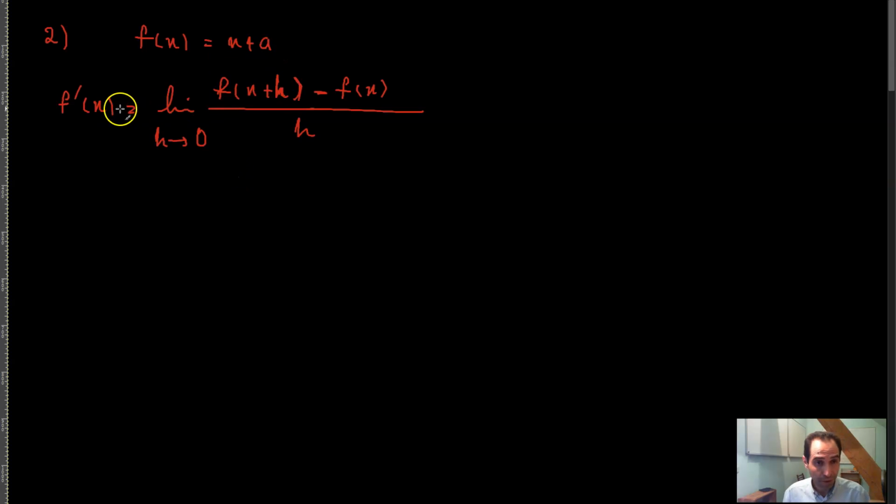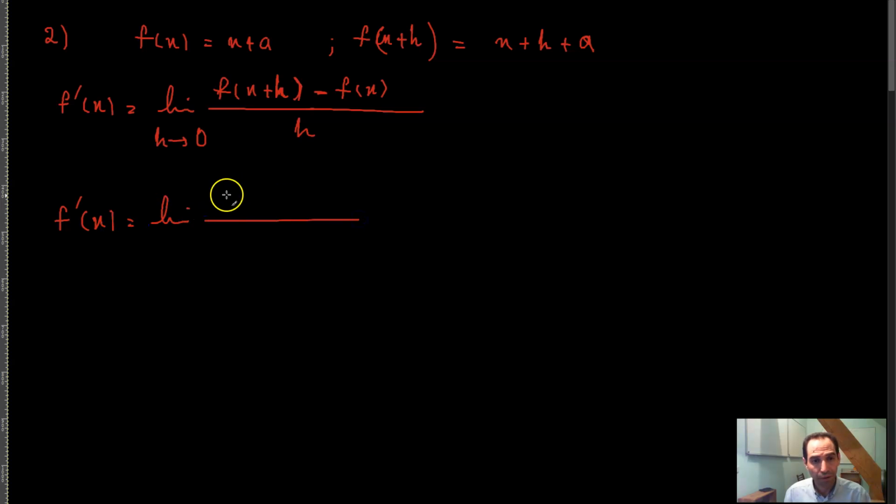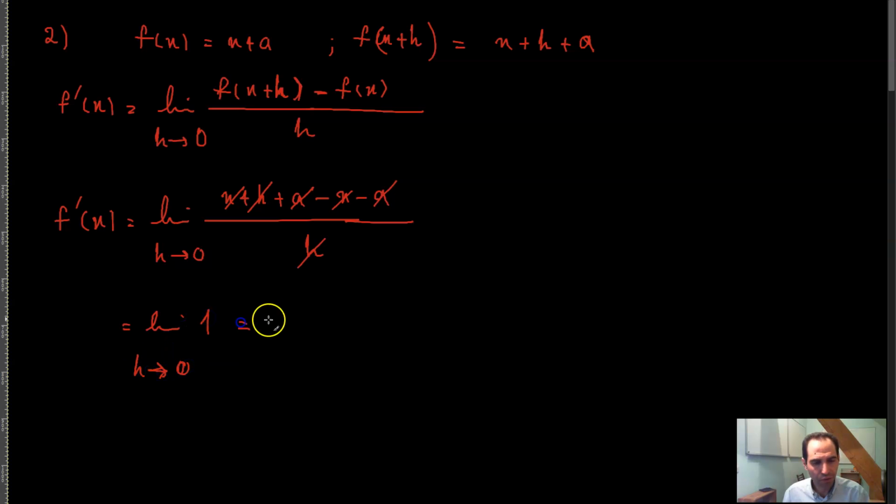And so f of x plus h would be equal to basically x plus h plus a, right? Which means that f prime of x is equal to the limit of x plus h plus a minus f of x, which is negative x negative a, over h as h tends to 0, as these two can cancel out. And h you can cancel out. So you have the limit of 1 as h tends to 0, which is equal to 1.